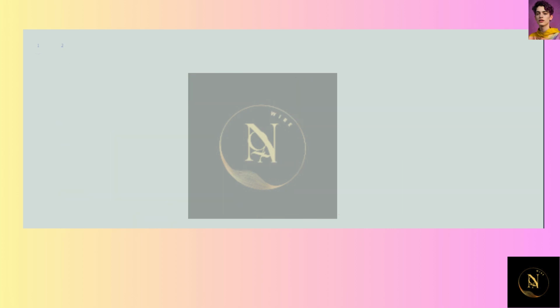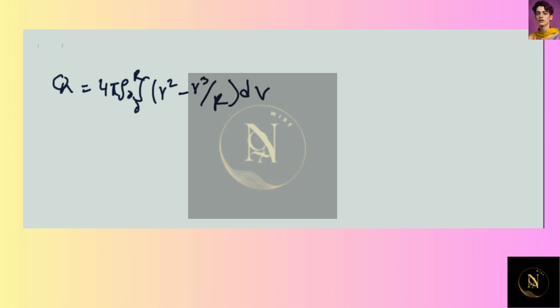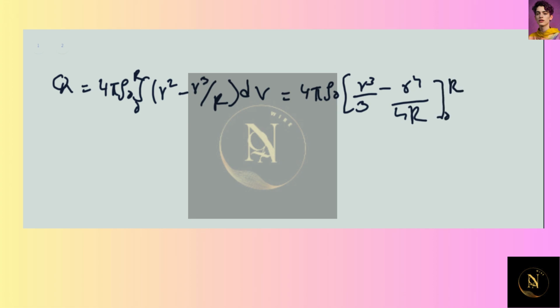Then we can integrate this to get Q to be 4 pi rho naught times the integration from 0 to R of r squared minus r cubed divided by R dr. And this gives us Q to be 4 pi rho naught times R cubed divided by 3 minus R to the fourth divided by 4R, from 0 to R. Then the final expression that we get here is 4 pi times 3Q divided by pi R cubed times R cubed over 12, which is equal to Q.